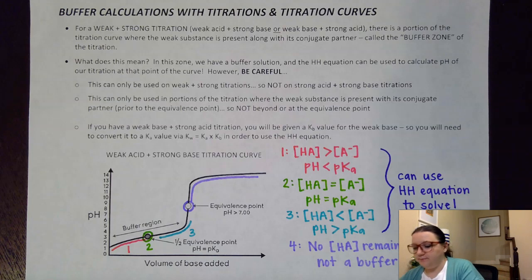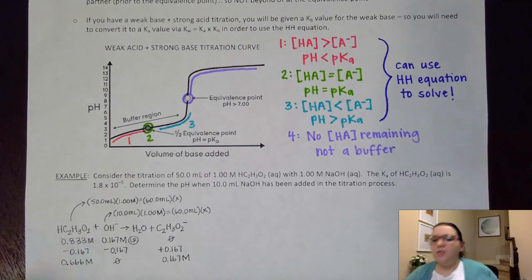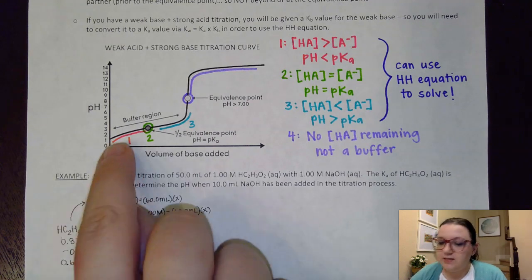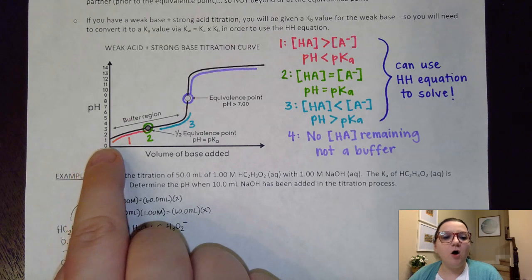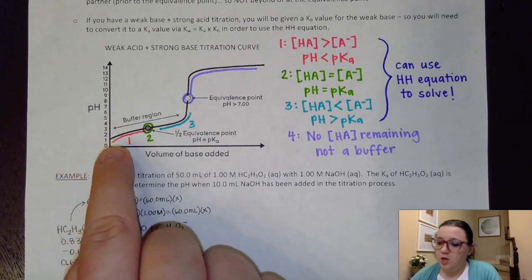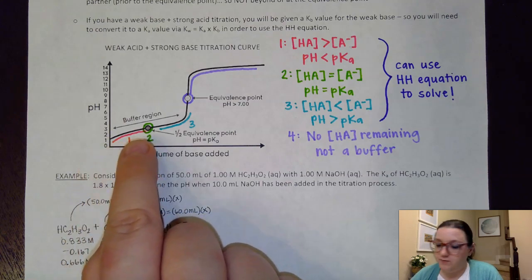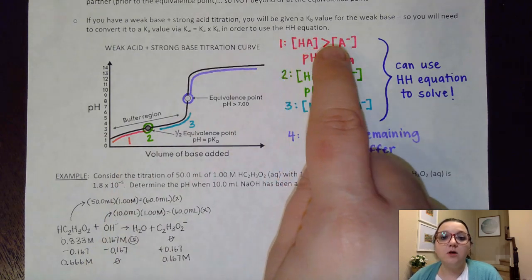So with that said, let's talk about a titration curve for a moment, okay? The region that is considered the buffer zone is this area right here, anything before the equivalence point. Because when I start out, I have all weak acid over here, or weak base if I'm doing the opposite titration. And until I get to that half equivalence point, as we just said on the previous page, the weak acid outweighs the conjugate base.